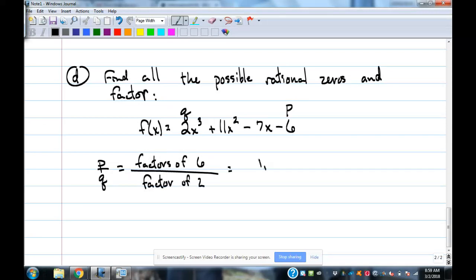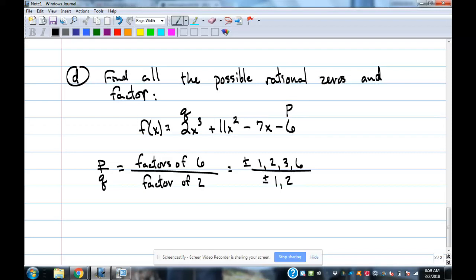Okay, so 1, 2, 3, and 6, right? Technically, it's plus or minus on all of those. I'll let you just put a plus or minus in the front. What are the factors of 2? 1 and 2. That's the only things it could be. Now, that's not the list. That's just getting started to start the list. So 1 and 2 are on the bottom.